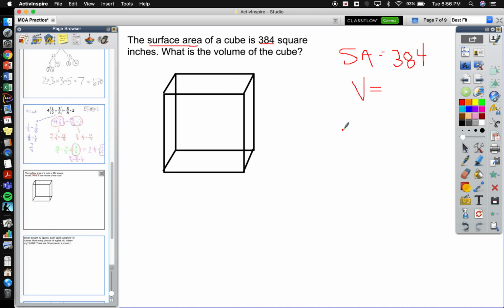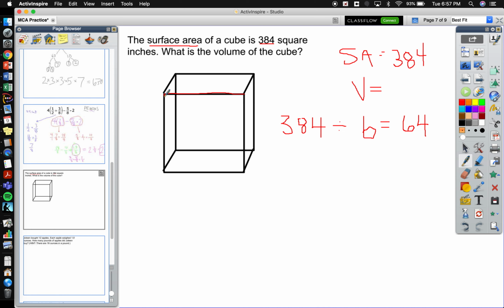We know that surface area is the area of all of the faces of the cube added up. And because it's a cube, all 6 faces are the same. So we need to figure out one face. We're going to take the surface area and divide it by 6. So, excuse my poor handwriting, but 384 divided by 6 will give us the area of one face of the cube, and we get 64. We're not done yet.